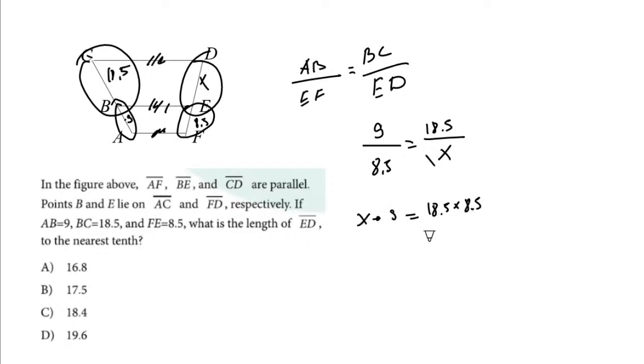8.5, x equals, so let's calculate that, 18.5 multiplied by 8.5 equals 187.25 divided by 9, and this equals 17.47. So it's approximately 17.5. So the answer is B here.